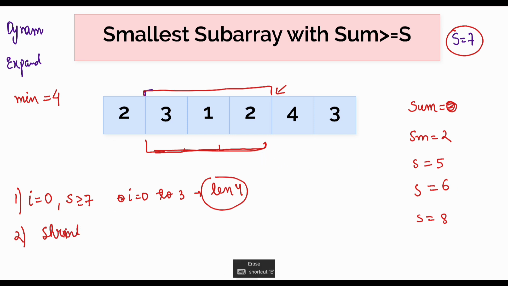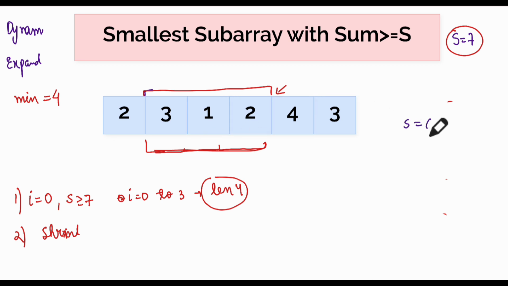Now what is my new sum? Let's see. Right now my sum is 3 plus 1, 4, 4 plus 2, 6. The sum is equal to 6. Now this sum is not greater than equal to 7. So what do I need to do? Now I need to expand. From here I will expand my window. It will go from here to here. Now this will become my new window.